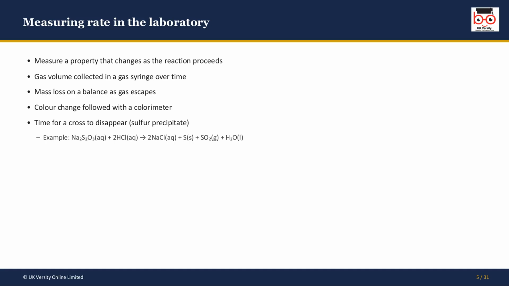We might collect a gas in a gas syringe and track its volume over time, or watch the mass drop on a balance as gas escapes, or follow a color change with a colorimeter. A classic one is timing how long a cross takes to disappear as a sulfur precipitate forms in the reaction of sodium thiosulfate with hydrochloric acid, which gives sodium chloride, sulfur, sulfur dioxide, and water.